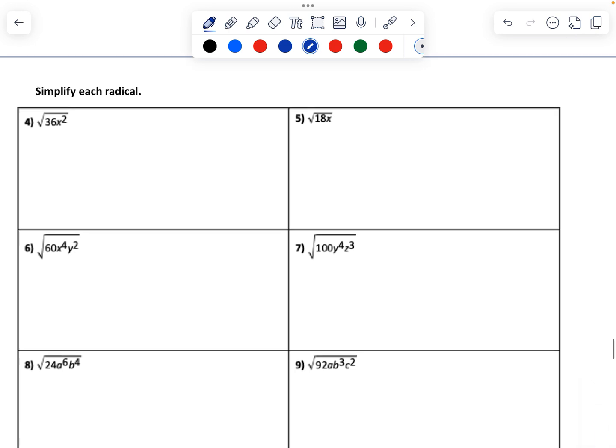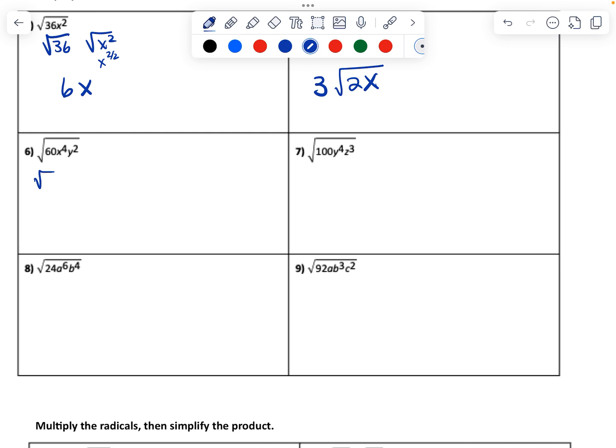So if you had to simplify this, again, the square root of 36, the square root of x squared. So 6, and that would just be x, because this is x to the 2 over 2. Square root of 18, square root of 9, square root of 2, square root of x. So square root of 9 is 3. You can't take the square root of those, so it would just be 3 square root of 2x.